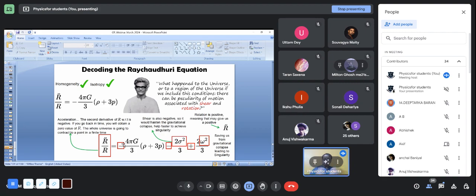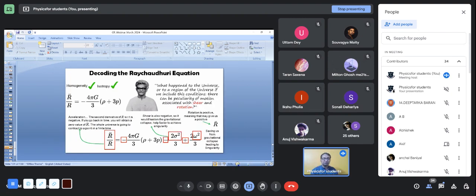the whole universe is going to contract. The shear is also negative, so it would hasten the gravitational collapse. That means the star or the universe is moving towards collapse, and only omega plus would give us an escape from singularity. So what happens to the universe, or a region of the universe, if we include the conditions, there can be peculiarity of motion associated with shear. So this double dot also shows that by tracing back in time, we cannot escape singularity. The shear also tells that there will be more singularity. Only by including positive omega square can we escape singularity. This was what is called the Raychaudhuri equation.